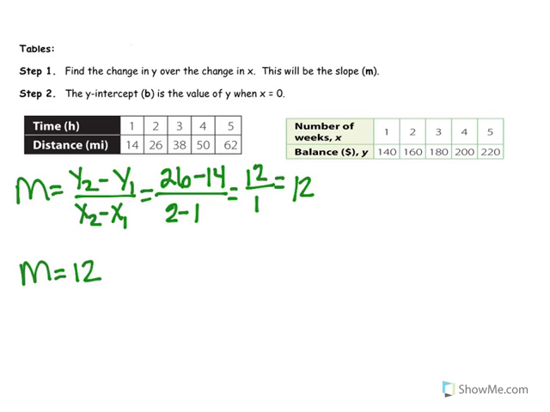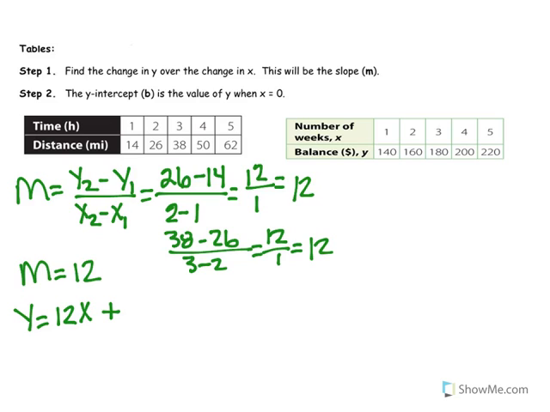Now, I could also have chosen the values 38 minus 26 and 3 minus 2, which would be 12 over 1, which would be 12. And I still got the same information. Now, in my formula, I have y equals 12 times x plus. Now, let's look at this. If I look, I don't have 0. And remember, my b has to be where my x is 0 and my y has a value. So I can quickly get to my y value by saying y equals 12 and replacing x with a number that was given. So for example, I'm going to put in the number 1 because that's the first x that I have.